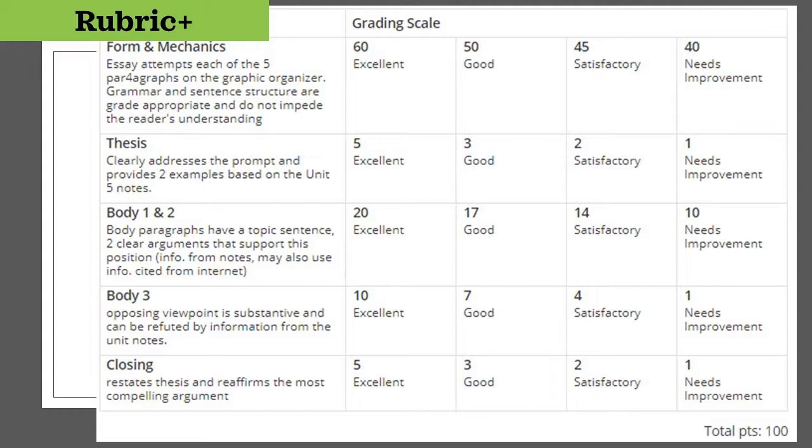Your thesis is worth 5 points. It should clearly address the prompt and provide 2 examples based on the Unit 5 notes. Body paragraphs 1 and 2 should have a topic sentence each, and then 2 clear arguments that support this position, 2 arguments in each paragraph. You should be using the information from your notes, but you may also use information from a website if you cite it. The last body paragraph is an opposing viewpoint.